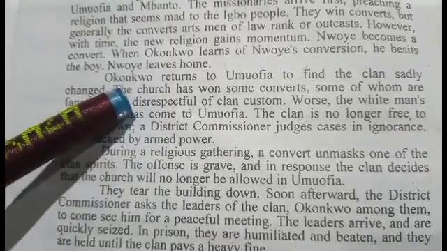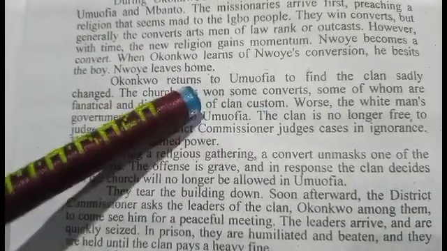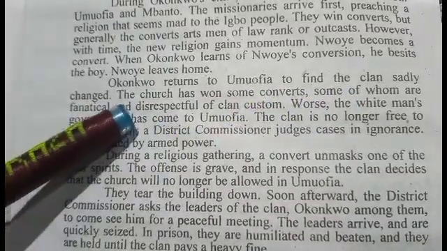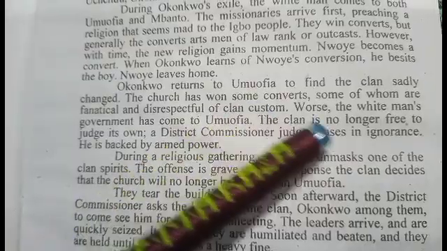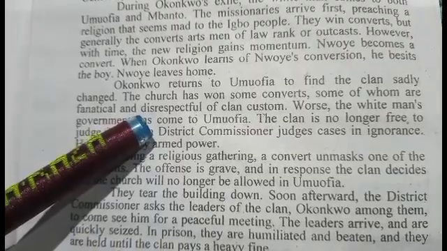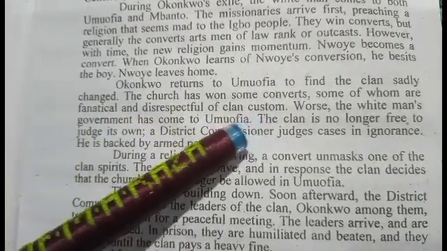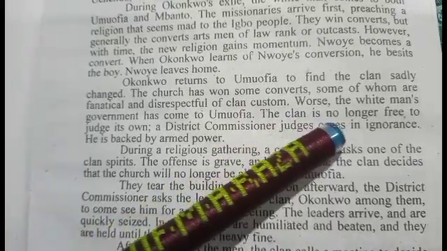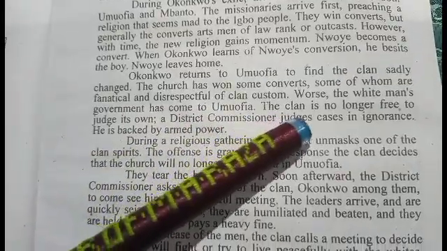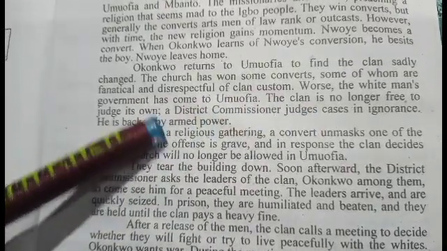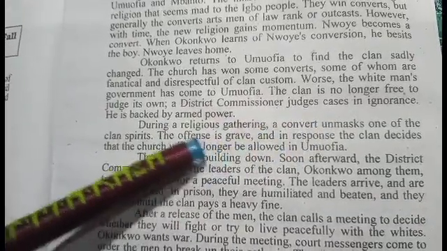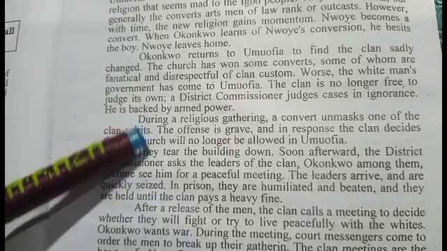So again, welcome back. Okonkwo returns to Umuofia to find the clan sadly changed. The church has won some converts, some of whom are fanatical and disrespectful of clan customs, or you can say they are poor. Worse, the white man's government has come to Umuofia. The clan is no longer free to judge its own. A district commissioner judges cases in ignorance. He is backed by armed power.